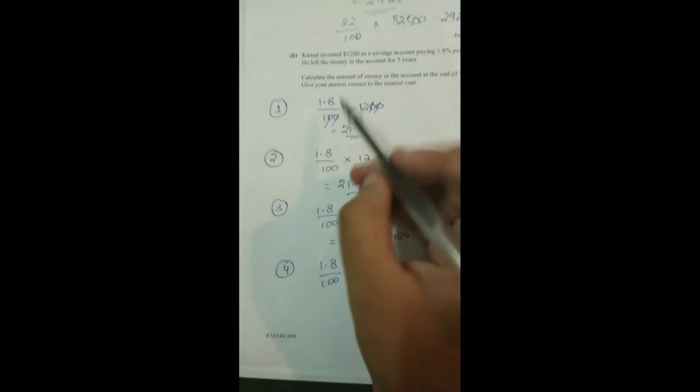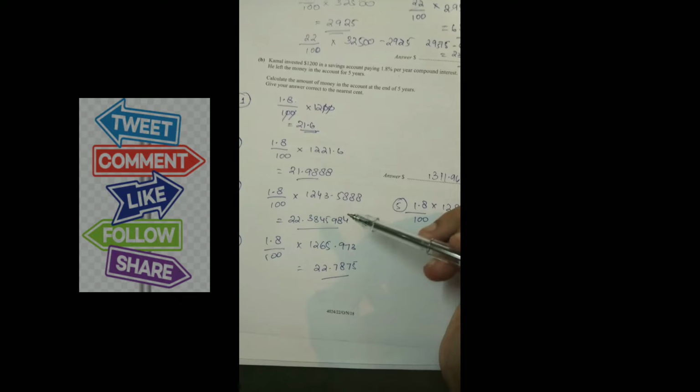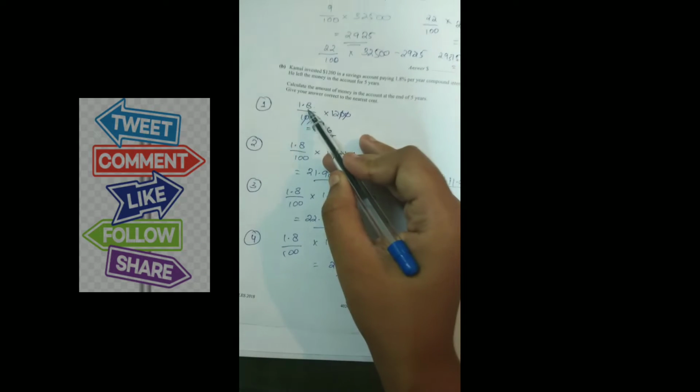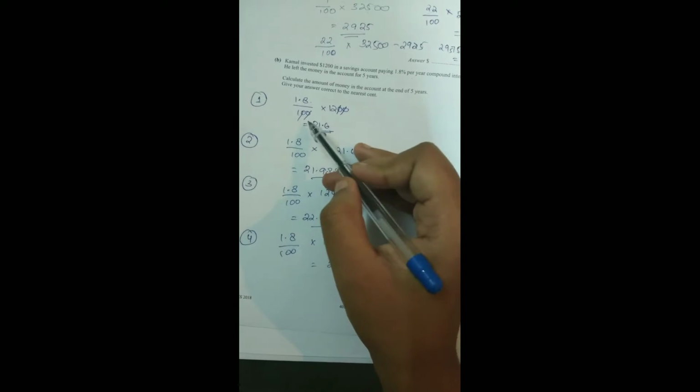that is 1311.96. I know many people will ask why I have done it this way, as we can multiply 1.8 by 5 and take the percentage. But if you calculate like that, the answer will be wrong. You can check it from the marks key. So we have to do it year by year by adding it. If we do only by multiplying 1.8 by 5 and taking the percentage, the answer will be wrong.